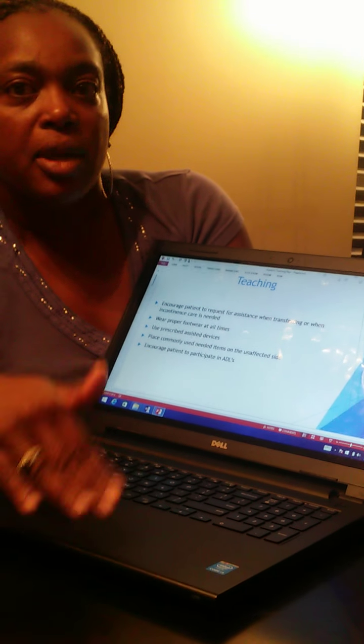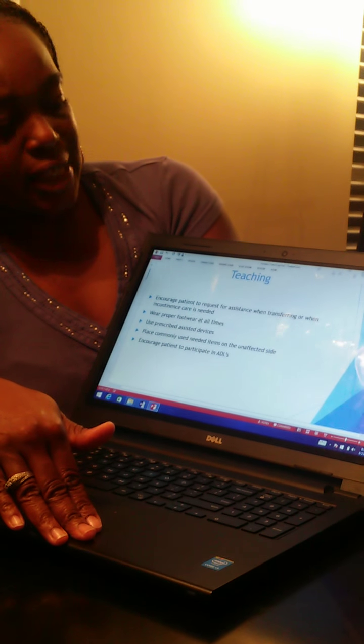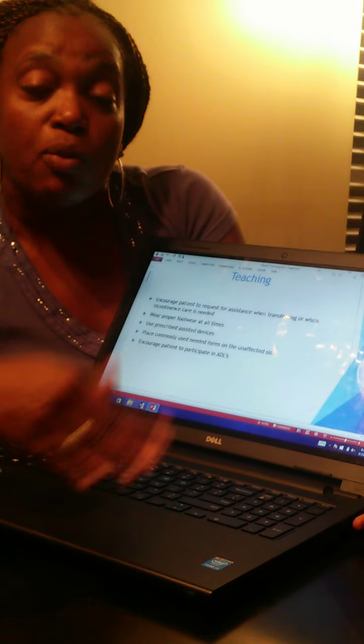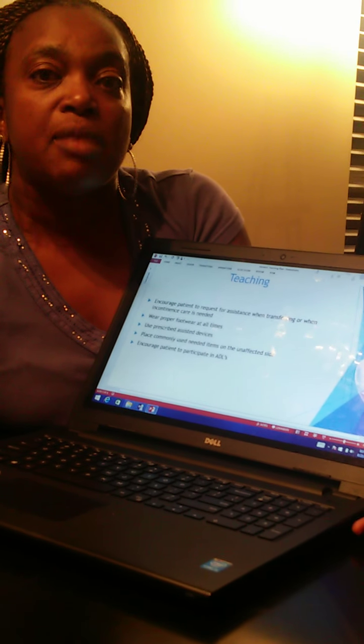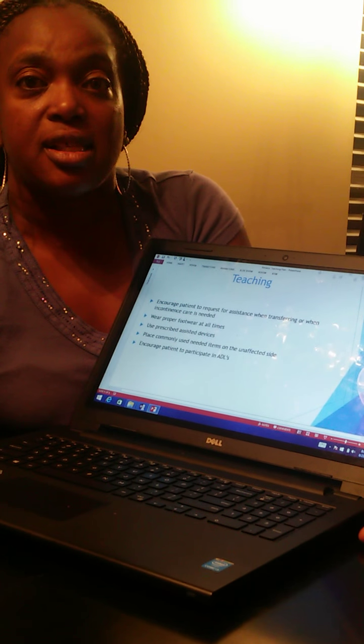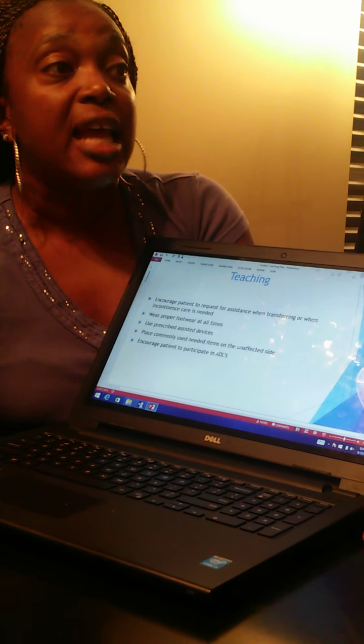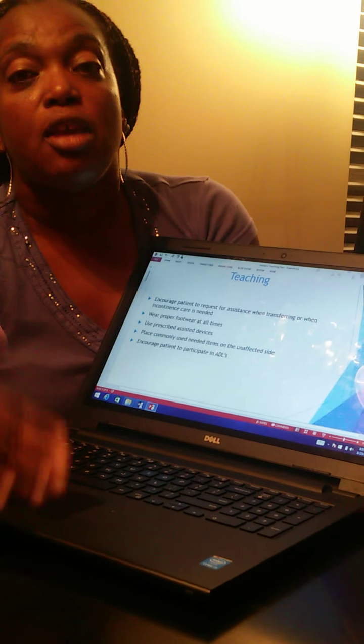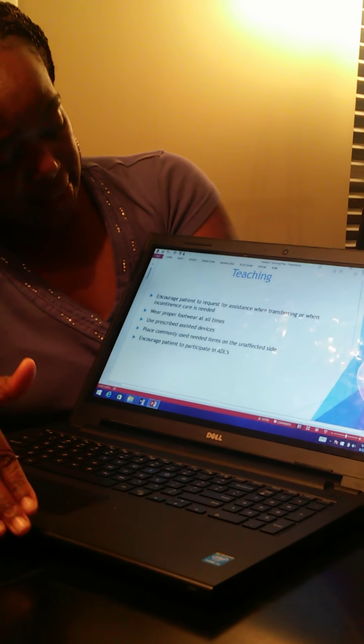So, let me give you a couple examples in teaching. You will encourage the patient to request assistance when transferring or when incontinence care is needed. So basically, what this is saying is you want to always stimulate and encourage your patient to ask for assistance if they need toileting, if they want to move to a different area in the facility, whatever it may be. You want to encourage them to request assistance.